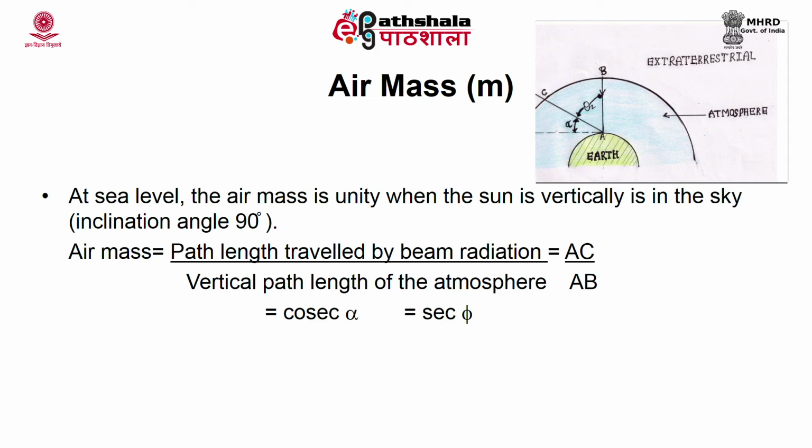M is equal to 1 when theta z, the zenith angle, is 0, and M is equal to 2 when theta z is equal to 60 degrees. So, this is the relationship between the air mass and the inclination angle or the zenith angle.